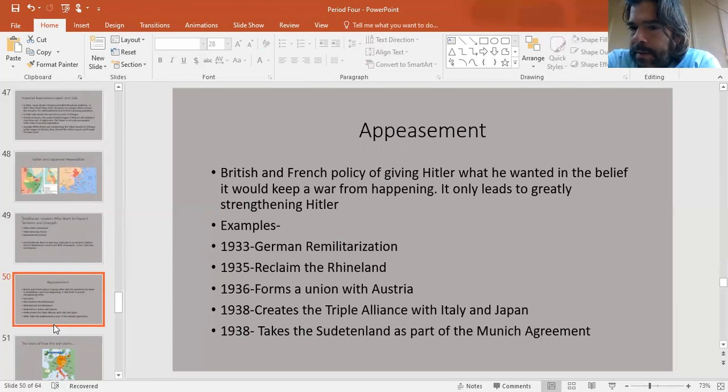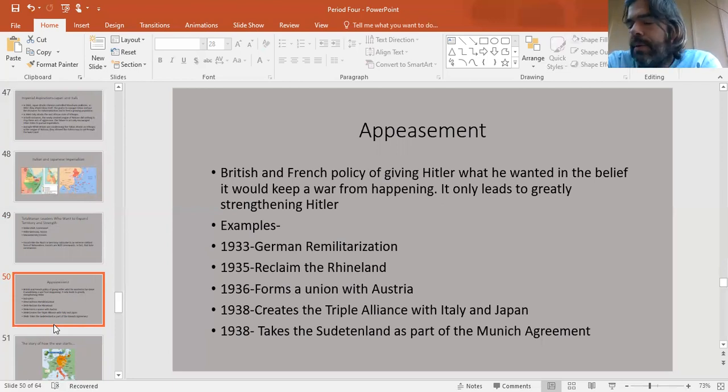Unfortunately, all appeasement ultimately does is make it so that when there is a war, Hitler is strong, he's powerful, and he's ready for it. Let me give you some examples of appeasement. Hitler is going to openly violate the Treaty of Versailles in a series of ways. Every time he violates the Treaty of Versailles, Britain and France legally, with the backing allegedly of the League of Nations, would have had the right to come in and attack Germany.